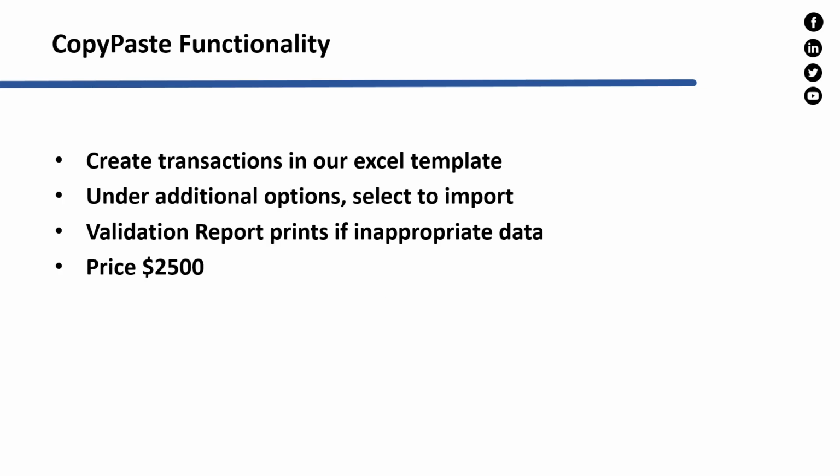So let's talk about how we're going to create the template. Under additional options, I'll show you where that's at, and the validation report, because if it doesn't work, we want to know. And of course, Cheryl's got the price point on here. We're selling this one for a tool price of $2,500, and it has an additional enhancement fee to cover ongoing development. It works with both GP 2016 and 2018.